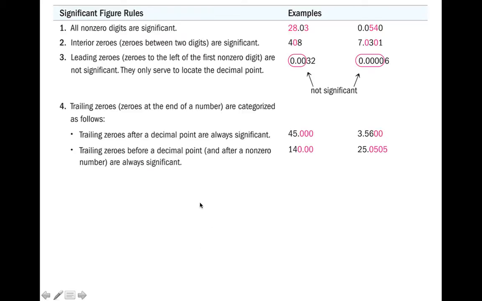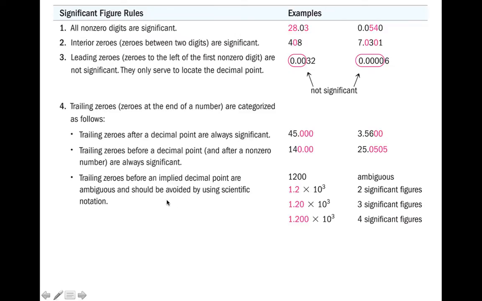Okay, trailing zeros before a decimal point and after a non-zero number are always significant. So here's a decimal point, there's a trailing 0, but there's a decimal point in there, and there's some afterwards, therefore that's significant. Okay, trailing zeros before an implied decimal point are ambiguous, and they should be avoided by using scientific notation.